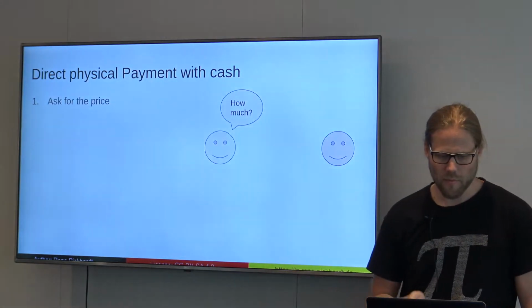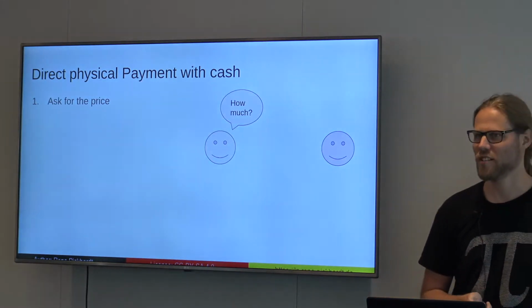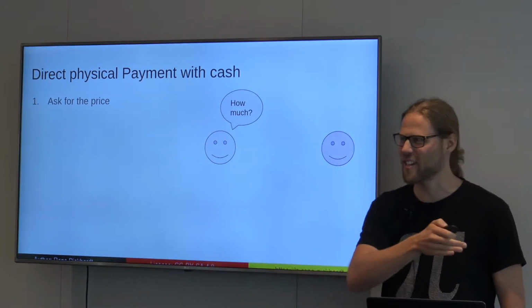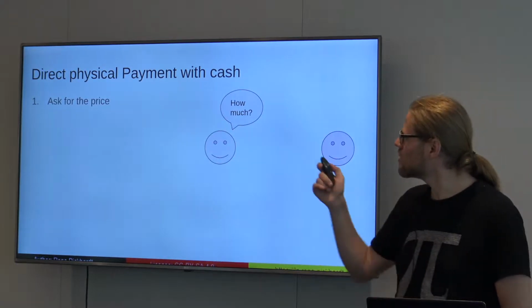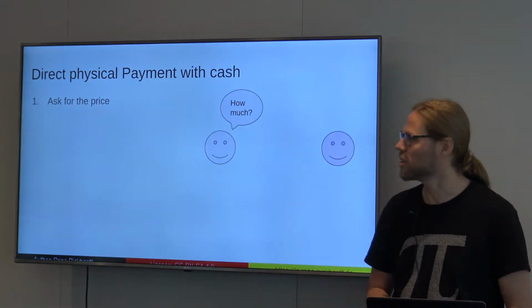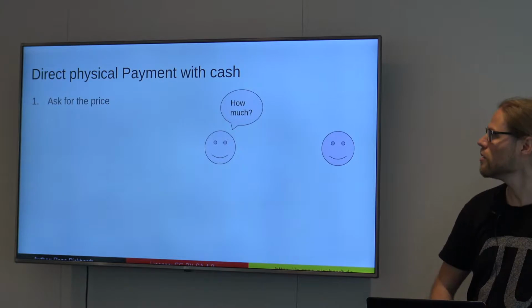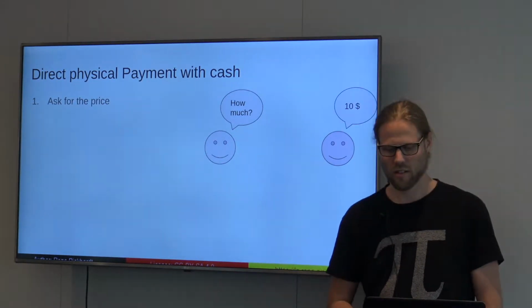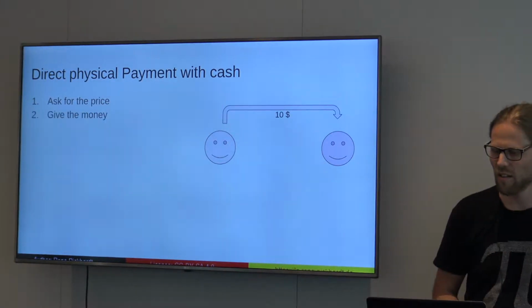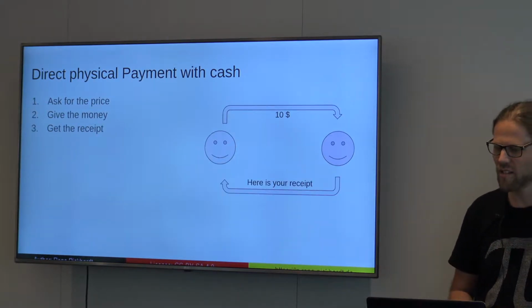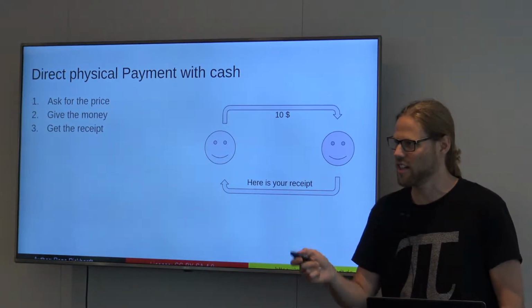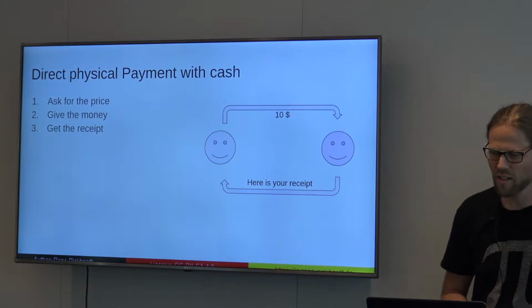So let's start out with a cash setting even, right? Not even Bitcoin, start with cash. So let's assume I do a cash payment, right? So what I do, I ask for the price. How much is it? And then the person says, well, it's $10. And then I give the money, the $10, and I get the receipt, or I get the good, or whatever I wanted to have for the $10.